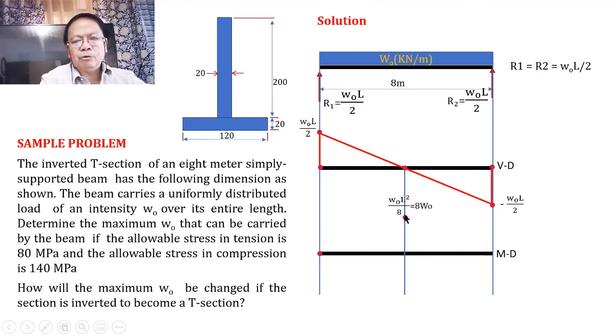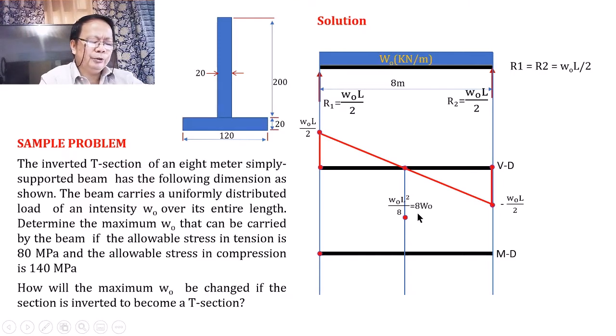Or if you cannot recall the formula for the maximum moment due to a uniformly distributed load, you can get this area by multiplying WL over 2 by 1/2 of the base. That is equal to 1/2 of L over 2 times WL over 2, and that gives us WL squared over 8. When we simplify and substitute our length of 8 meters, our maximum bending moment will be equal to 8W. What will be the unit of this 8W?